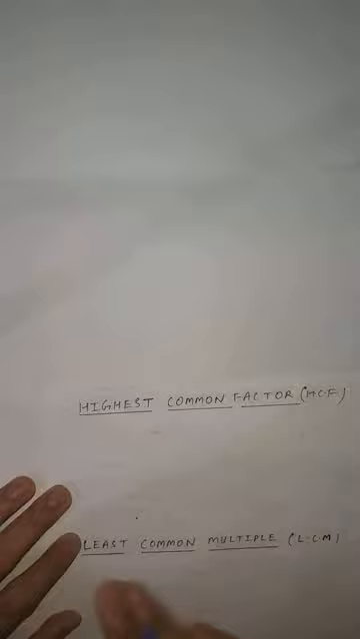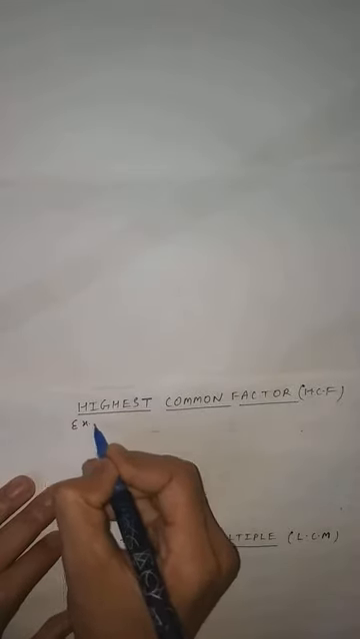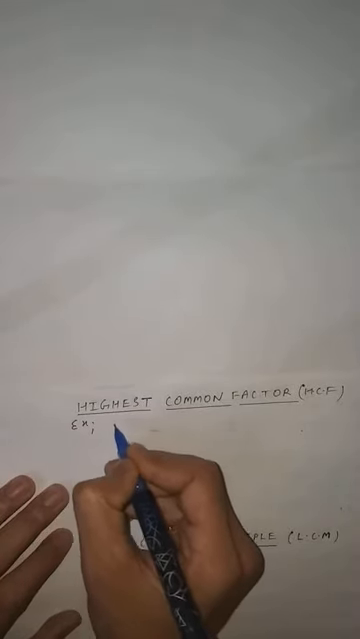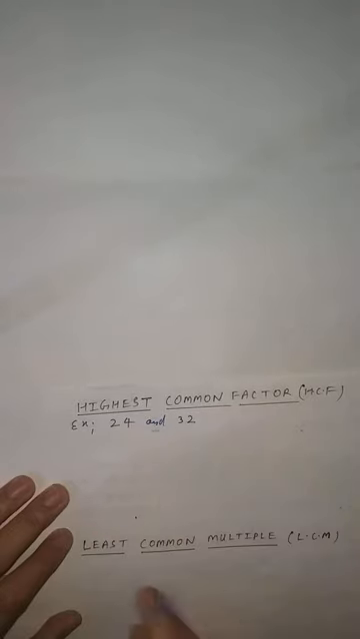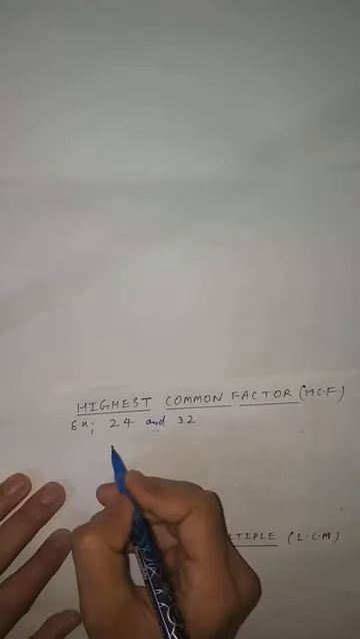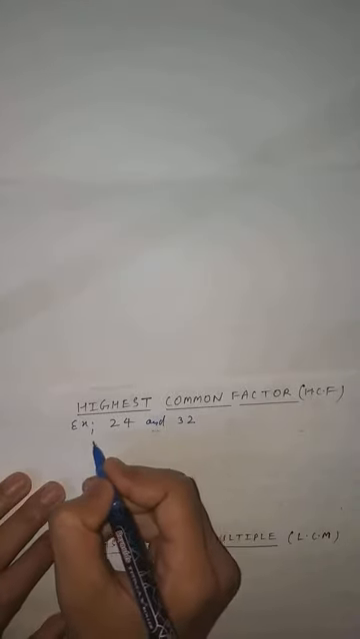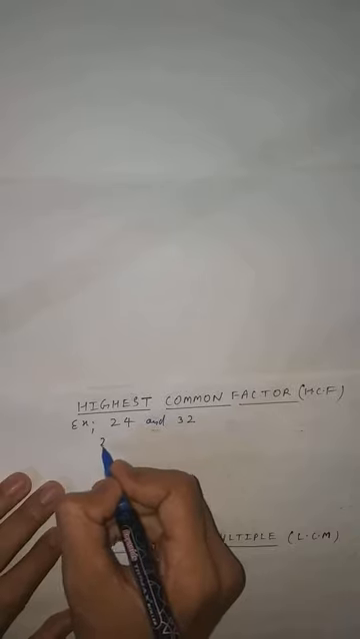Now students, our next topic is highest common factor. For example, if you have to find the highest common factor of 24 and 32. Clear students? So you know prime factorization? It means you have to do the prime factorization of the given numbers. So first do the prime factorization of 24 and 32.